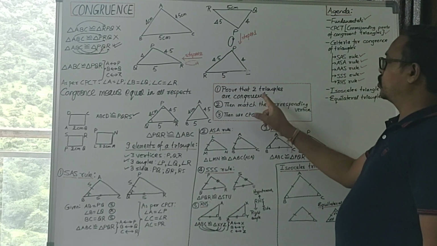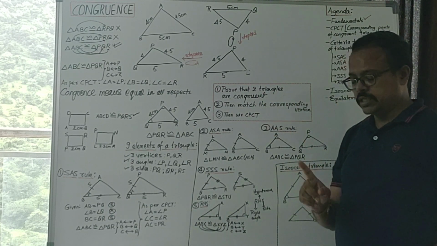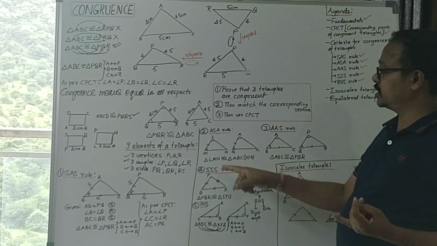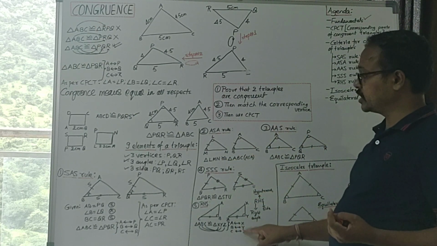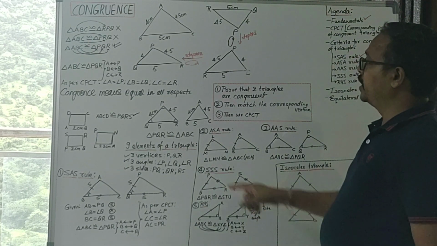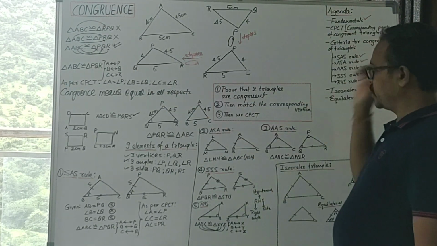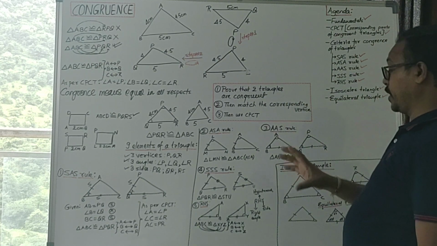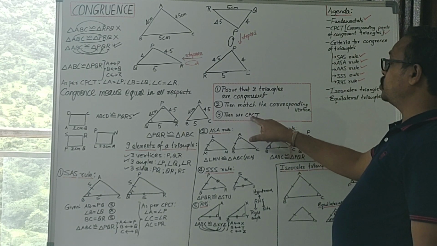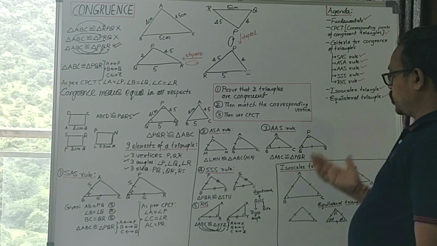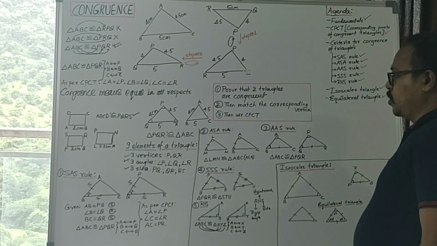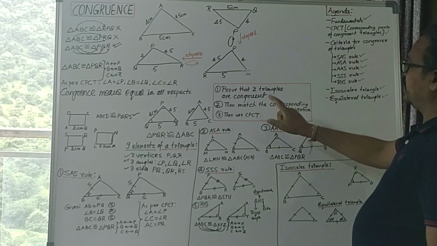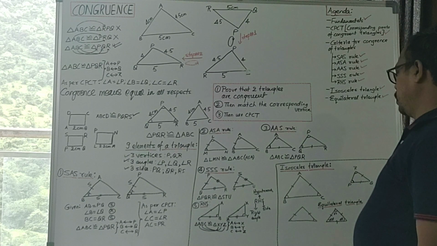First, prove that the two triangles are congruent. Step number 2, we match the corresponding vertices, right? For example, here we match the corresponding vertices after establishing that the two triangles are congruent. And then go and use CPCT. Corresponding parts of congruent triangles are equal. CPCT means corresponding parts of congruent triangles are equal, okay?